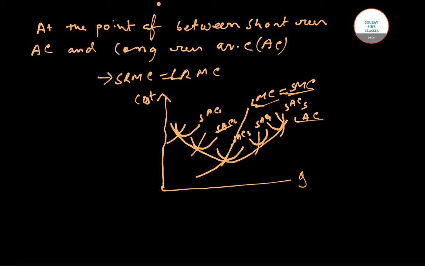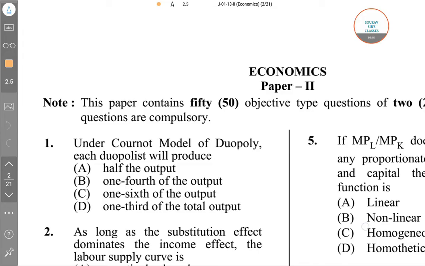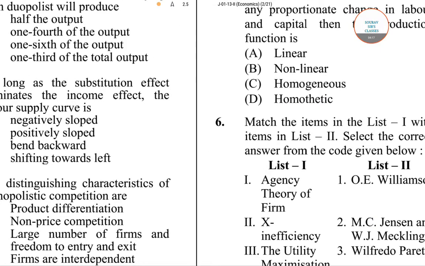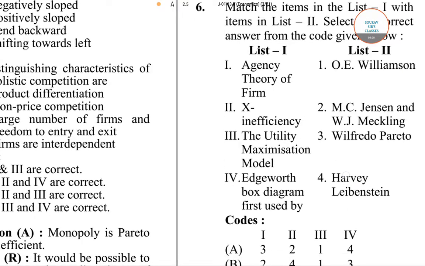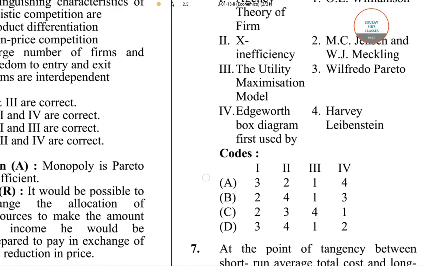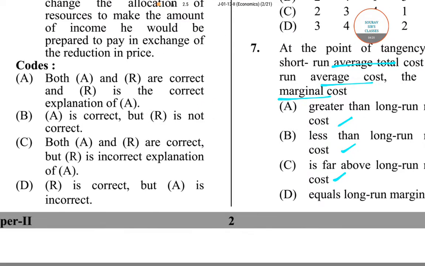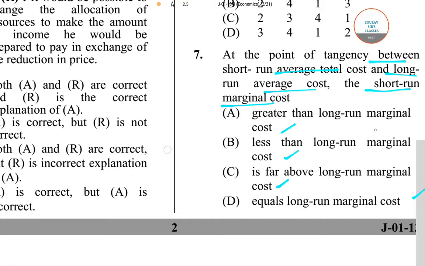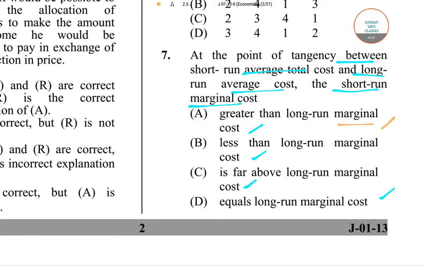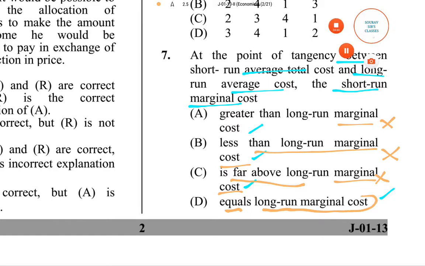So now we'll go back to the question again. In the question there were four options given, out of which I'll now read: greater than the long run marginal cost curve. Obviously this is not right. Less than the long run marginal cost curve, this is also not right. Is far above the long run marginal cost curve, it is also not right. So the right answer is equal to the long run marginal cost curve. So the right answer is this.